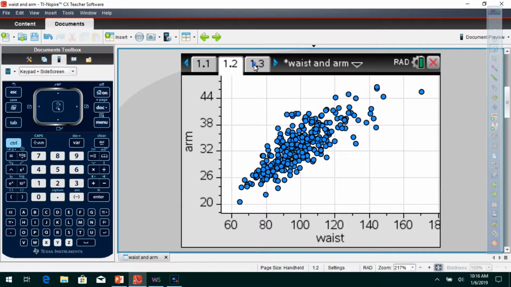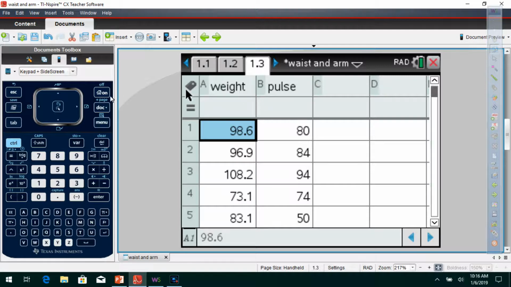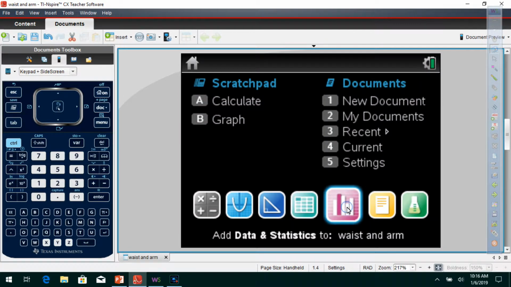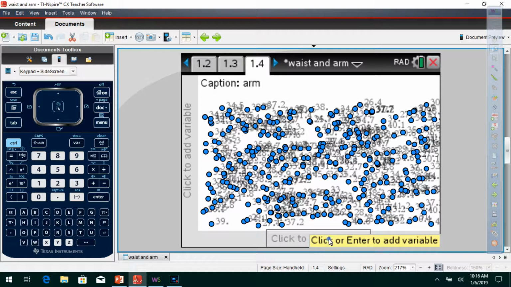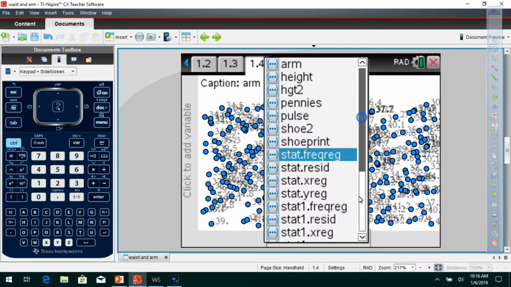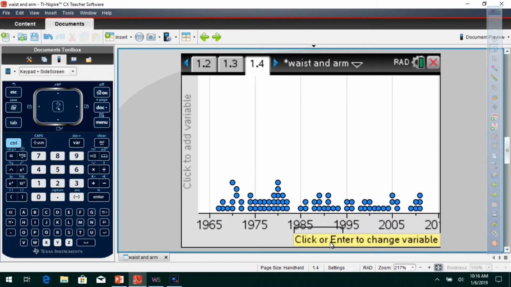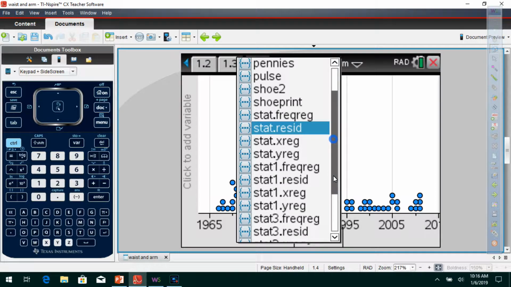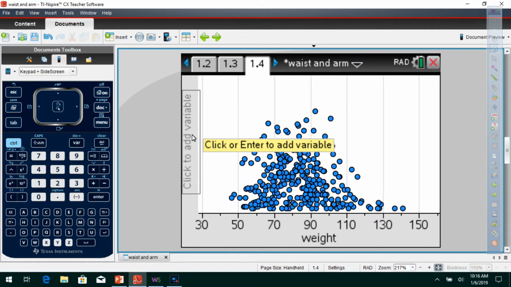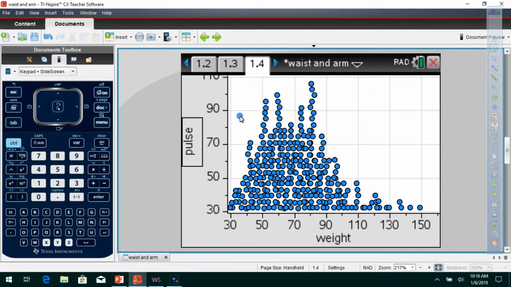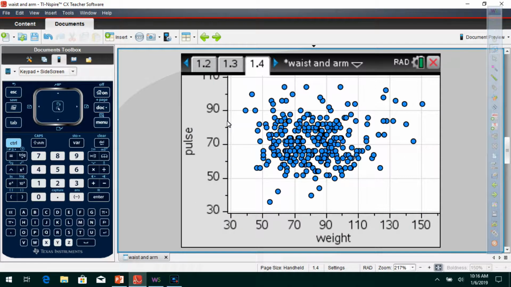And let's look at another one. This one here is weight and pulse. So let's draw another one, weight and pulse. All right, now look at that. That looks like the pattern from a shotgun, so there's probably not any correlation there. But, you know, it might be just kind of hard to look at them and tell. Let's try another one.